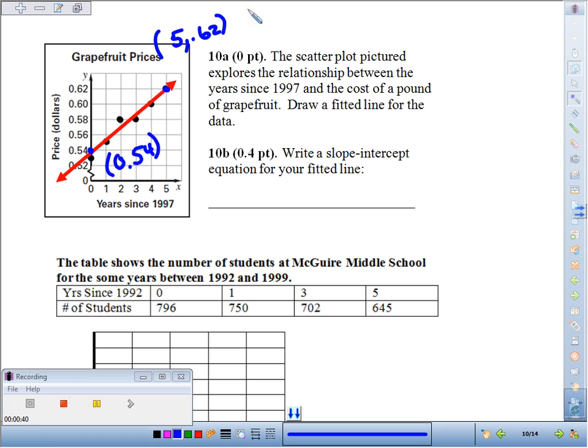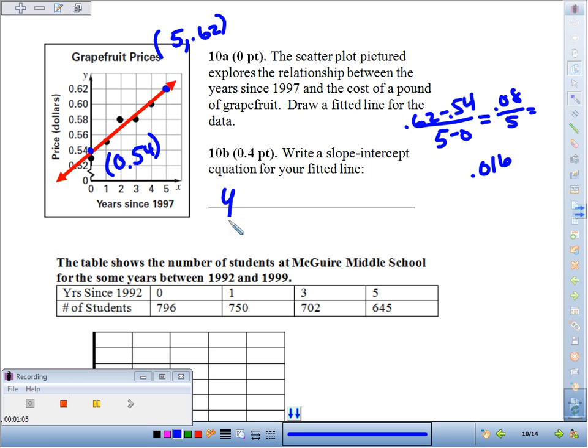So if I'm going to come up with an equation, find your slope, y minus y, divide by x minus x. 62 cents minus 54 cents is 8 cents. Divide by 5. Now, 0.08 divided by 5, it's going to give me a decimal. Let's see what it gives me. 0.08 divided by 5, it's going to be 0.016.